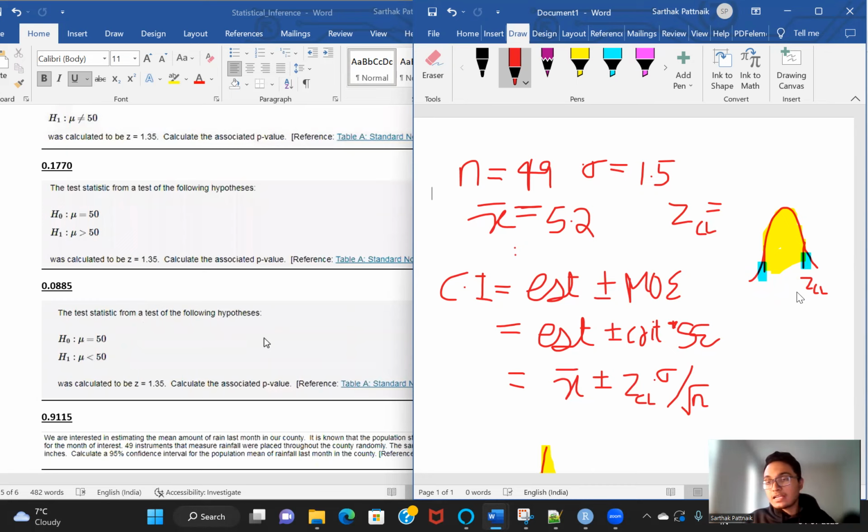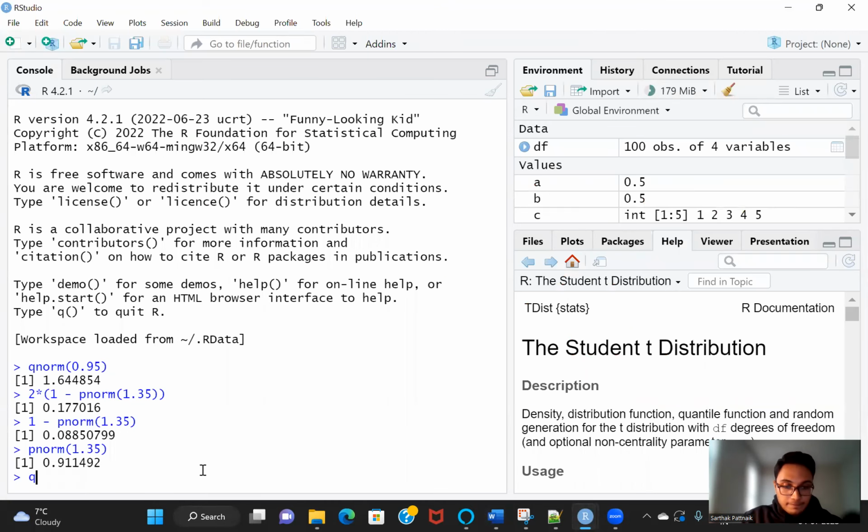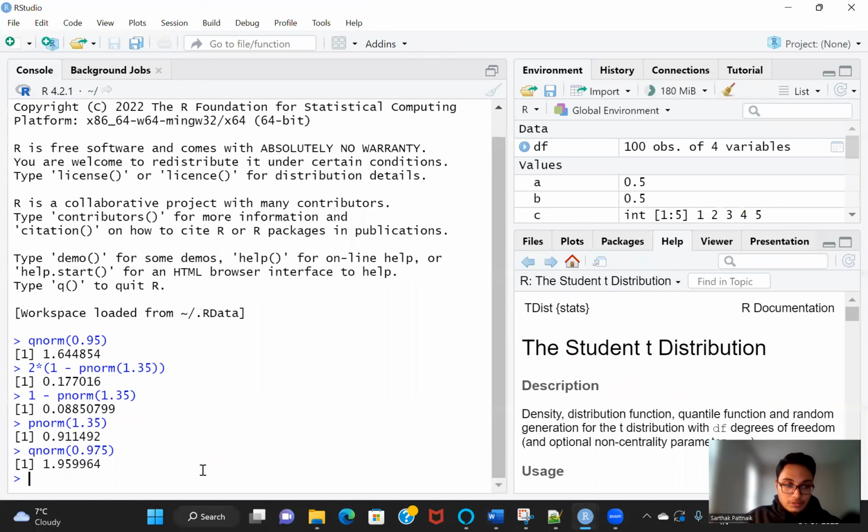So the area to the left of my critical value is 0.975, and I need to find the critical value. Therefore, the R function that will be handy in this situation is qnorm. Also, the number of samples is 49, which means n is greater than 30. Therefore, the central limit theorem applies and the sampling distribution of the mean will follow a normal distribution. And so we can directly use qnorm in order to calculate my z critical, which comes out to be 1.9599.